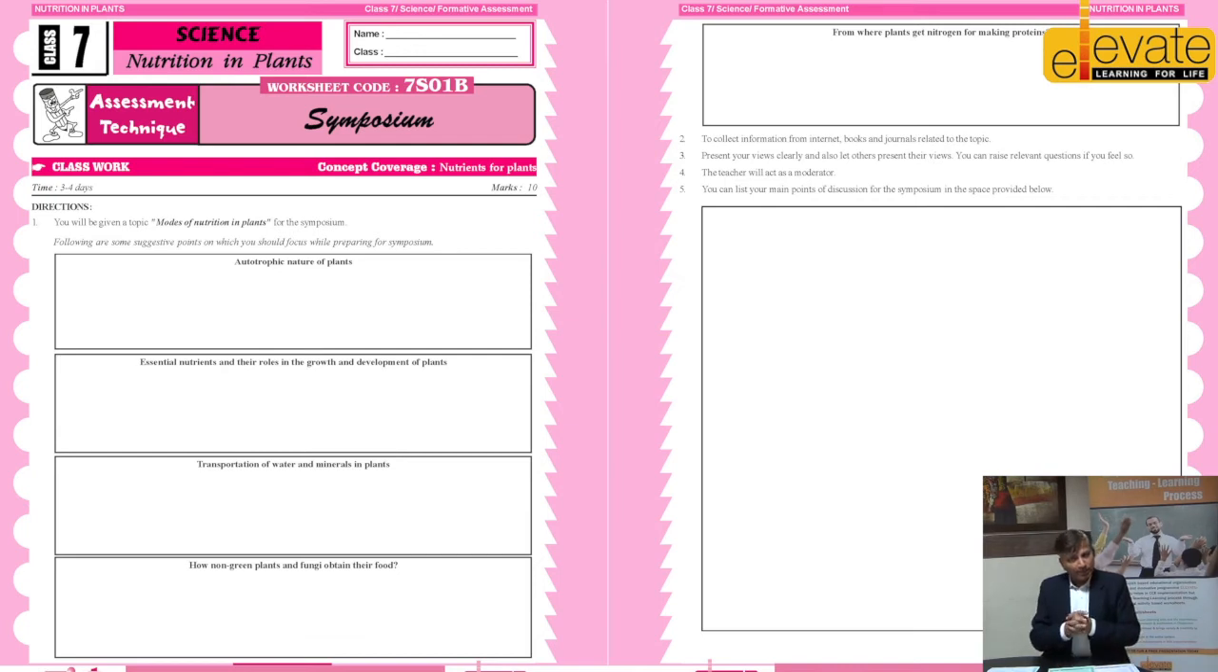Symposium actually is the gathering of some learned people who are getting together to discuss a particular topic. One by one they come in front of the audience, they read their paper, and then they sit as a panel in front of the audience. Then after, the question answers start. Same way the classroom would be set up.